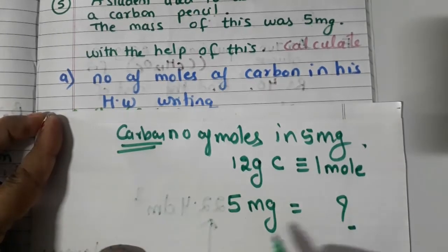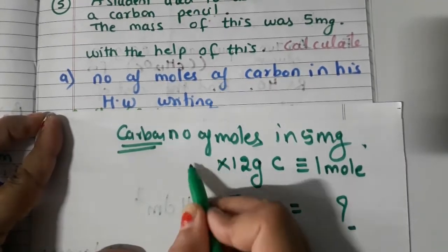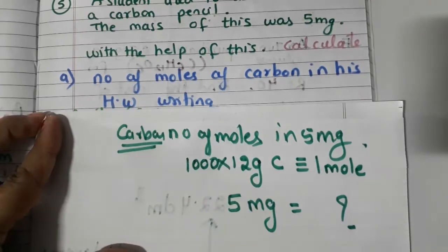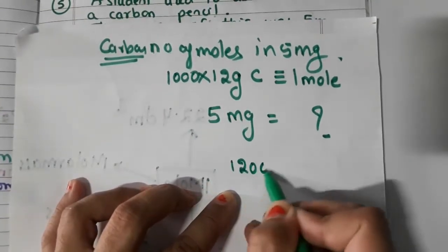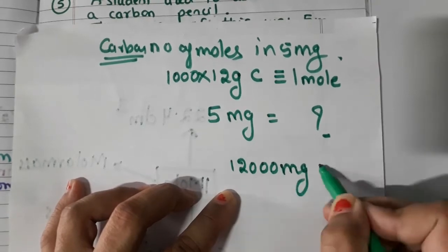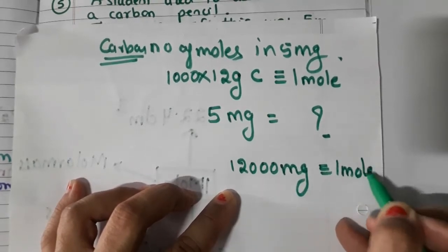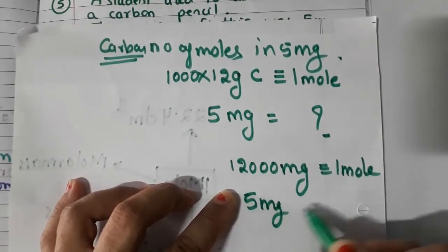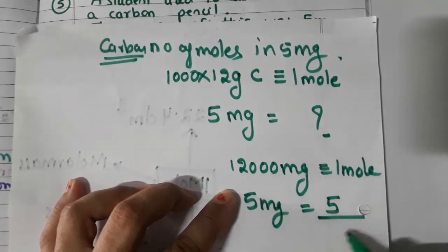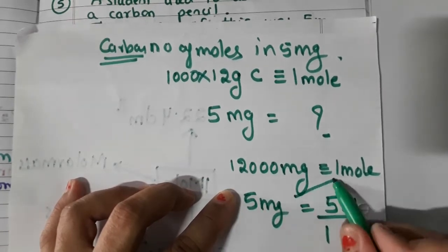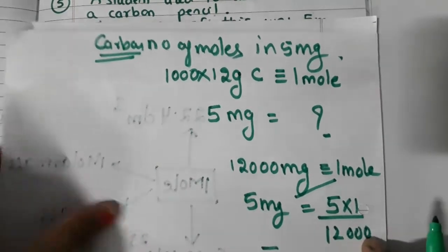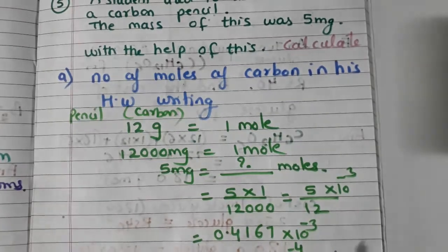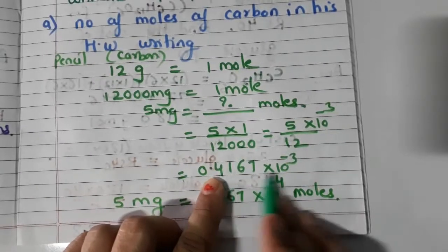How can we convert this? We will multiply it by 1000. So how are we going to solve this? 12,000 milligram corresponds to 1 mole. So 5 milligram would be 5 into 1 upon 12,000. When you solve this, you are going to get the answer.